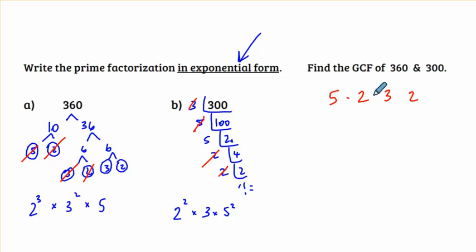And now what do we do? We multiply them all together. So 5 times 2 is 10, 10 times 3 is 30, and 30 times 2 is 60. In other words, 60 is the biggest number that goes into both 360 and 300.